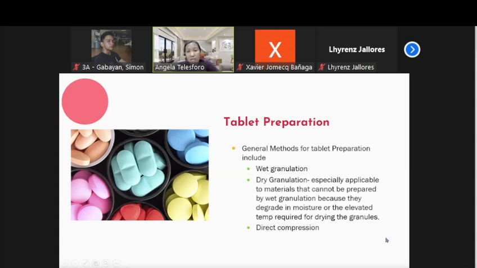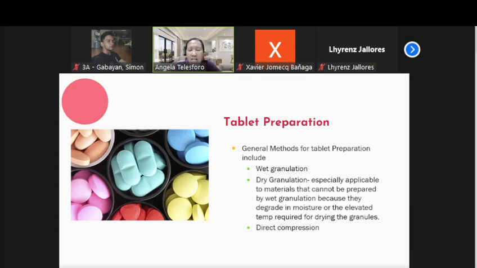Okay, so tablet preparations, we have wet and dry granulation. The purpose is to make the powder into granules, because granules are better in terms of flowability and compress better compared to powders. In wet granulation, we add a liquid ingredient into the preparation, that's why it's wet. In dry, you don't add anything liquid.